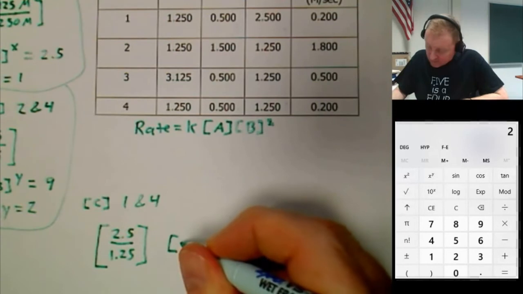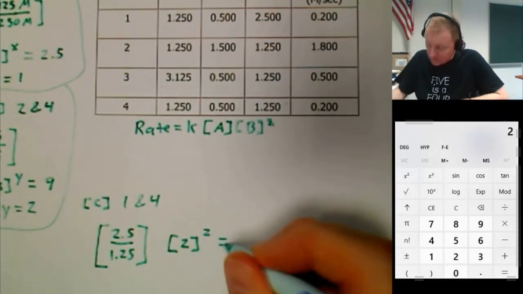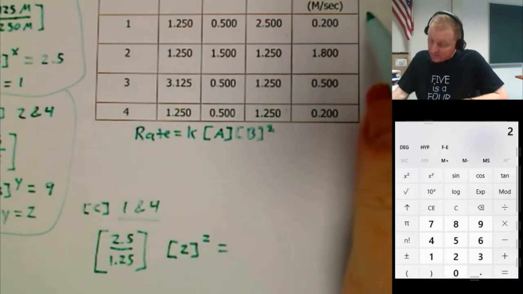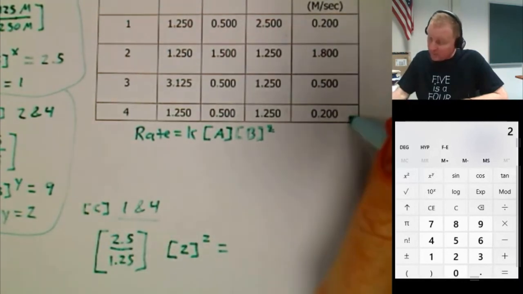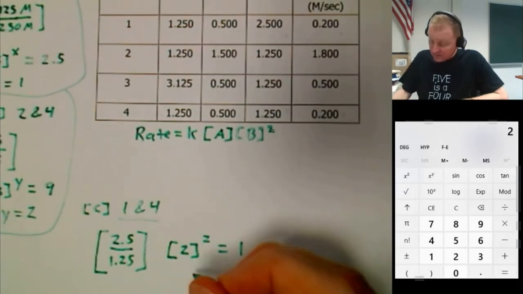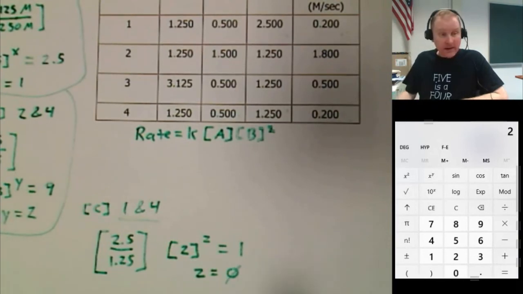So the concentration doubled, and this is going to be 2 to the z power equals, and again we're looking at 1 and 4. It's always good to write this down, guys, so you remember which ones you're analyzing. Between 1 and 4, the rate didn't change, so as it doubled, the rate didn't change, therefore z equals 0. So C is not going to be included in our rate law because it is a zero order reactant.